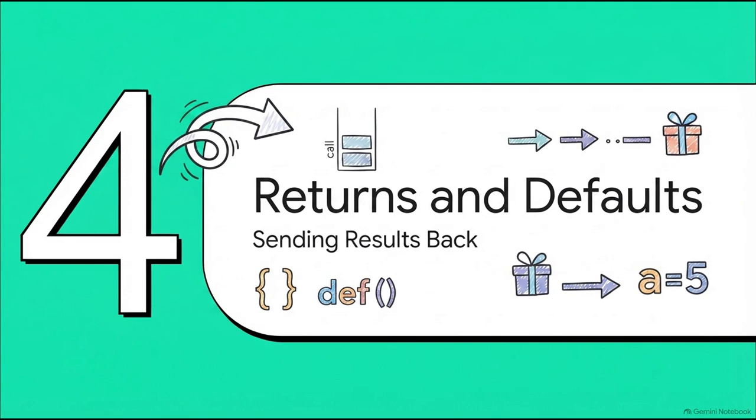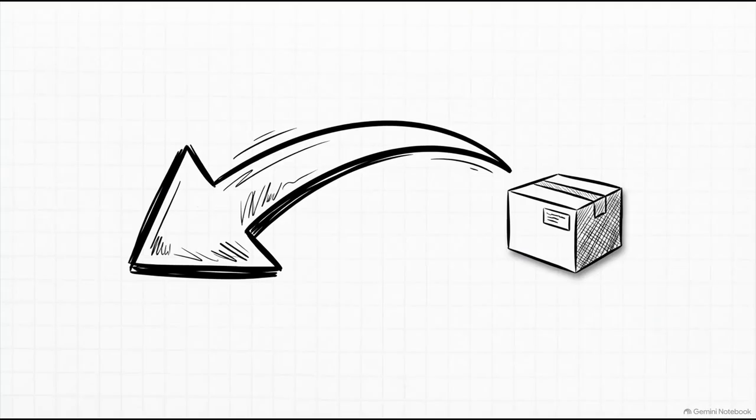Moving on to Section 4, Returning Results and Defaults. Let's see how our machines send those results back to us. Once you've successfully passed your arguments into the machine and the internal gears do their work, how does the machine hand the final product back to you? Well, you use the return keyword. When Python encounters a return statement, it instantly hits the brakes. It stops executing the function entirely and sends that specific result directly back to the exact line of code that called it in the first place.